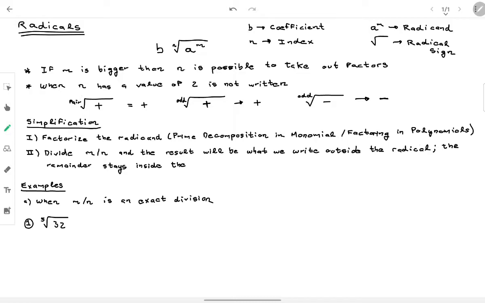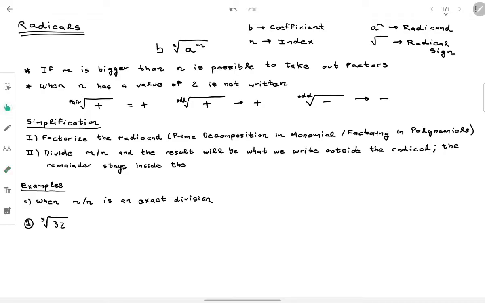Of course, we cannot have an even index of a negative. Why can't we have an even index of a negative? Because if it's number 2, negative multiplied by negative is positive, so it's impossible. If we have another even index like 4, it's negative times negative, it's positive, times negative, it's negative, times negative, it's positive. So it's not possible to have an even index of a negative term.